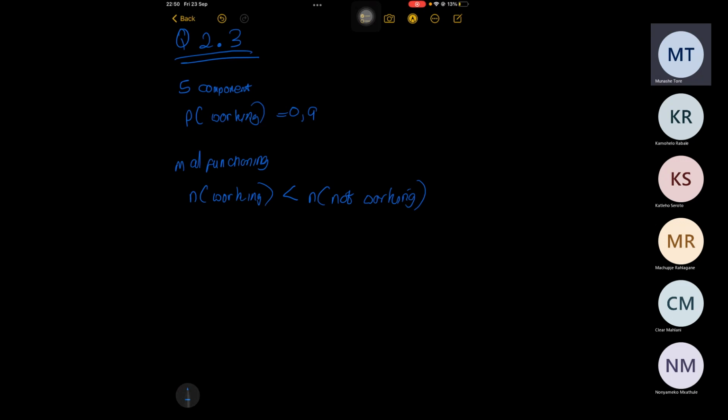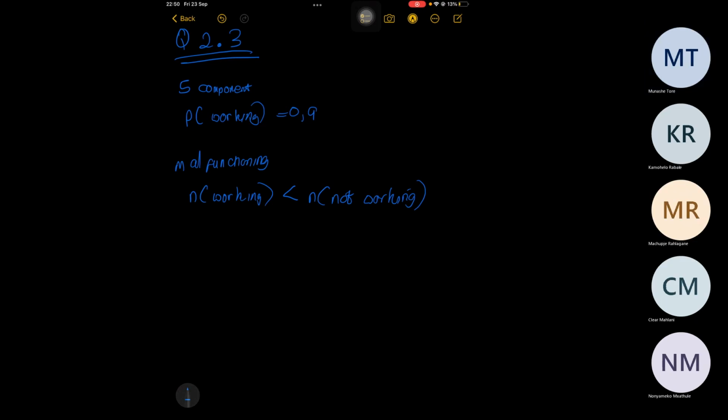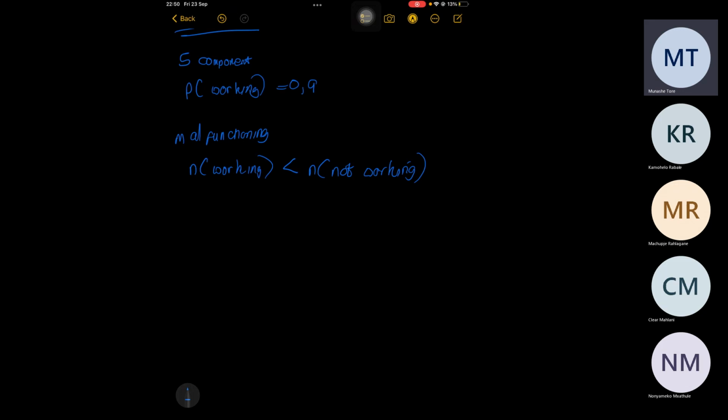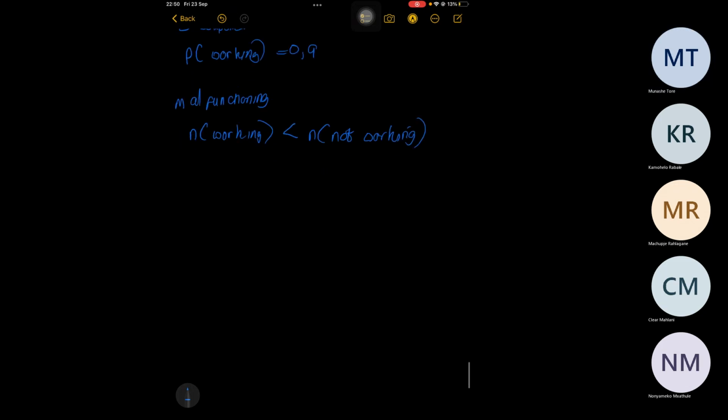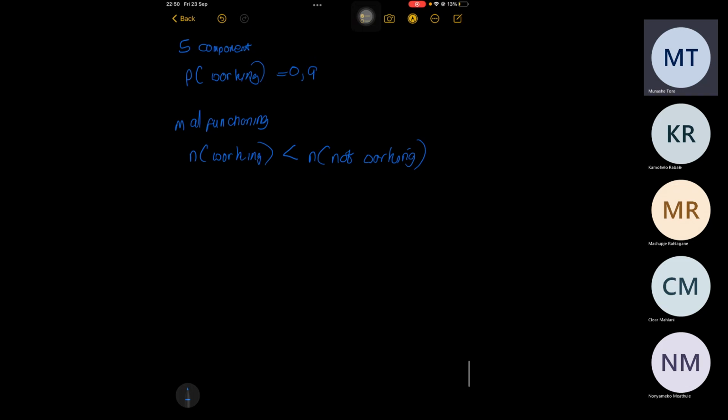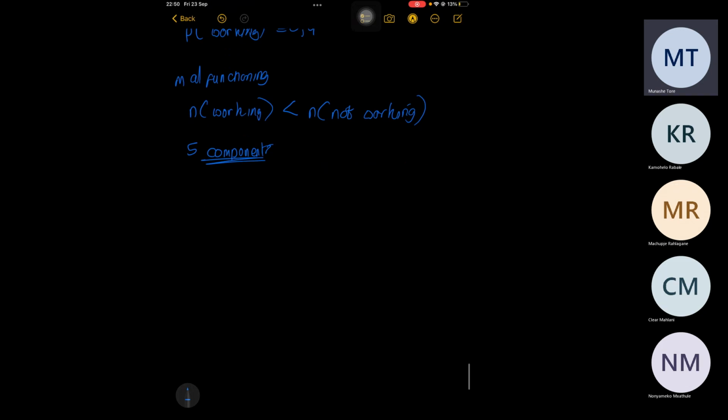Then what is the probability that the system will be classified as malfunctioning? You see? So the question now is, how do you go about this? This is how you do it. We can have separate cases. We know that we have 5 components, isn't it? So if we have 5 components, if they're saying it will be malfunctioning if the number of working is less than not working. So let's assume we have 0 components that are working.